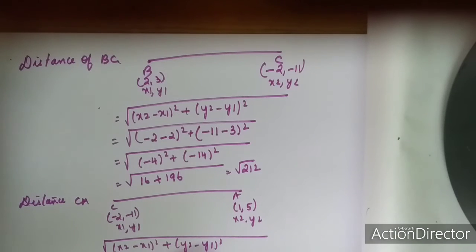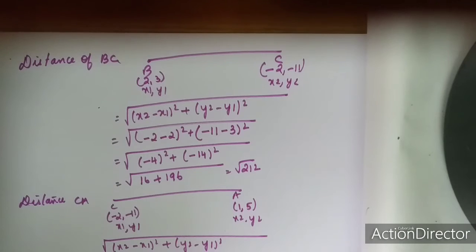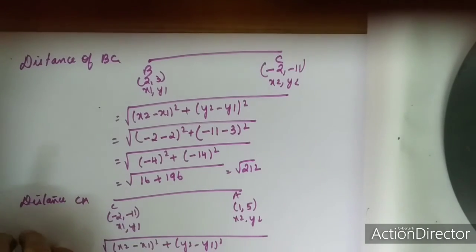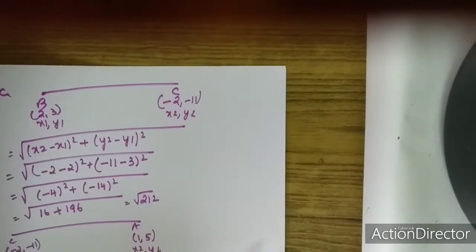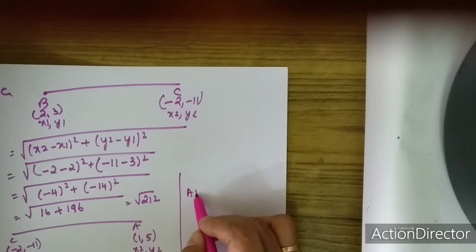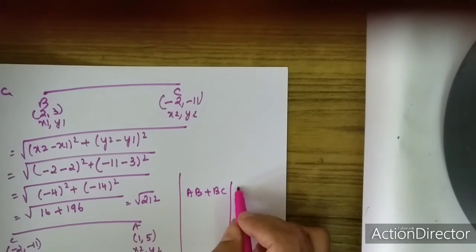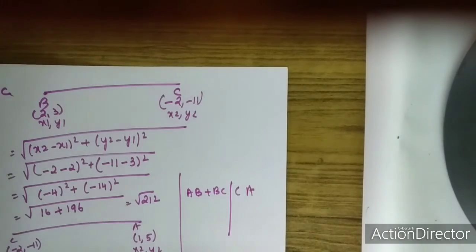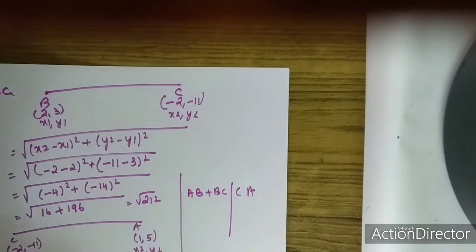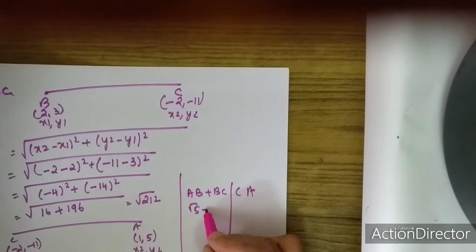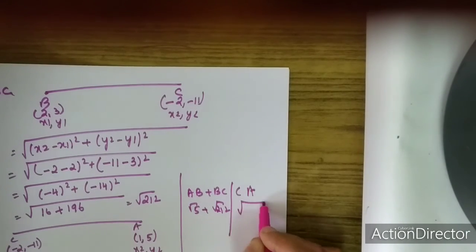So this is equal to the square root of 3 whole square plus 16 whole square, which is equal to the square root of 9 plus 256. This is equal to the square root of 265. Now I am going to prove. Let us check whether AB plus BC is equal to CA. What is AB? AB was root 5 and BC was root 212 and CA is root 265.